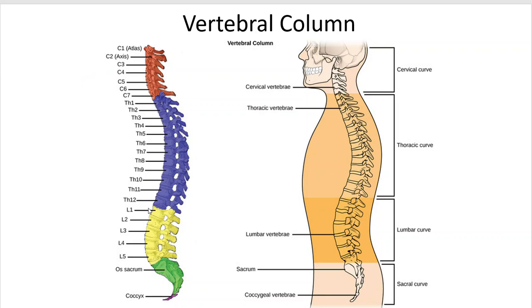So we have 7 cervical vertebrae. We have 12 thoracic, 5 lumbar. There's 5 sacral, and you generally, I think, 4 coccygeal vertebrae.